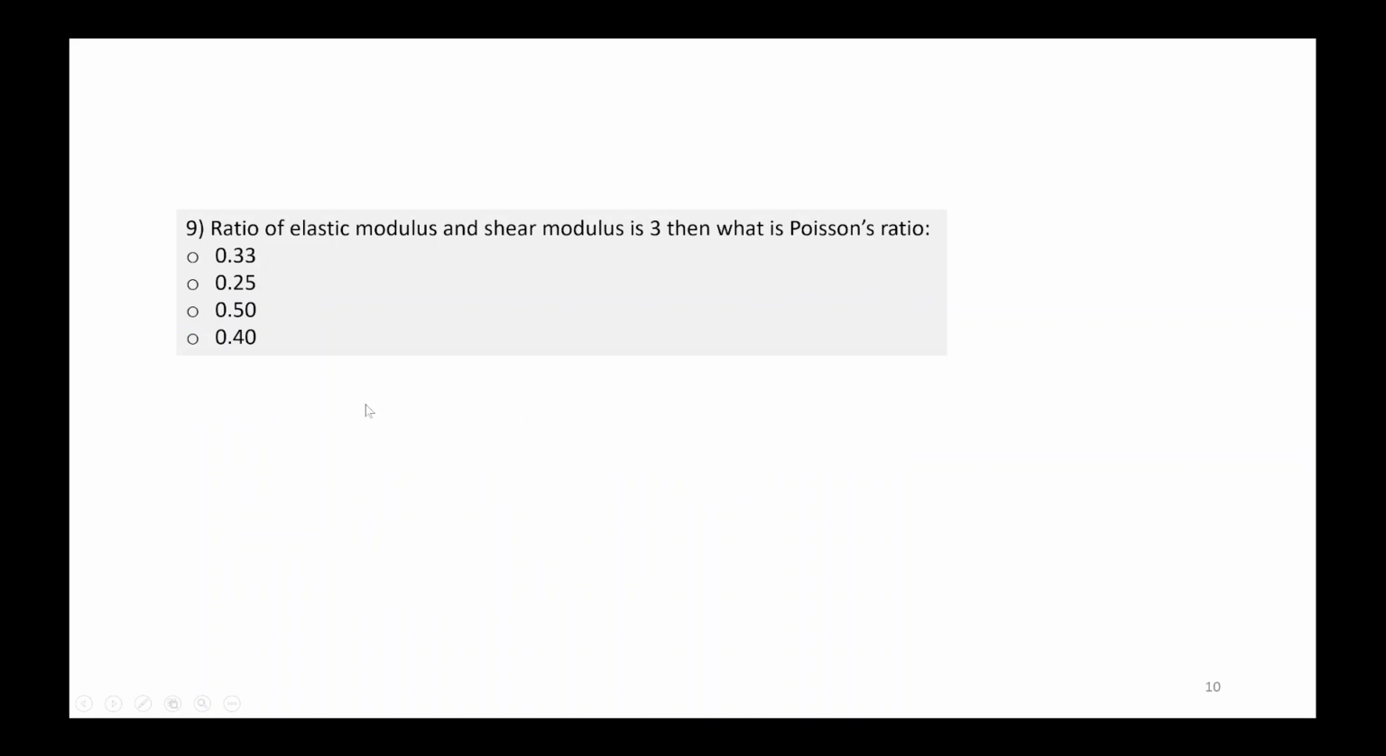Now question 9: the ratio of elastic modulus and shear modulus is 3. The ratio is given as 3, and then what is the Poisson's ratio? You have to calculate Poisson's ratio based on this ratio of elastic modulus and shear modulus. Previously we saw the relation between elastic modulus, shear modulus and Poisson's ratio, so based on that you can calculate this easily.